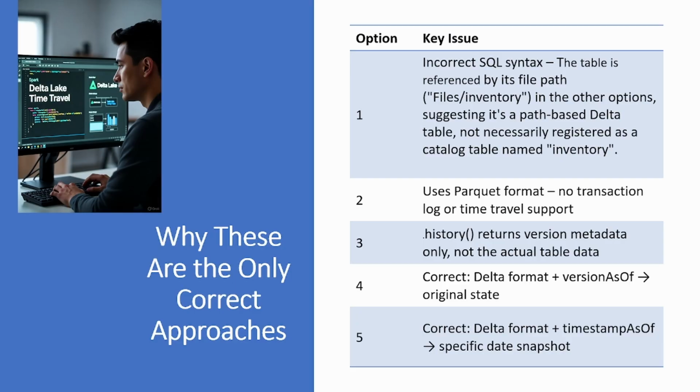Option 3 calls history on a Delta table object. That's great if you want to see a list of all versions, when they happened, who made the change, that kind of metadata. But it doesn't actually load the historical rows into a data frame you can query or join. So it's not giving you the data itself. So yeah, only 4 and 5 get the job done properly.